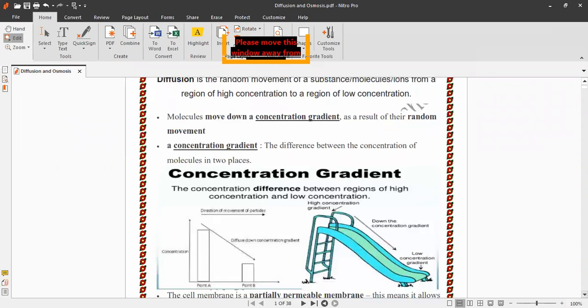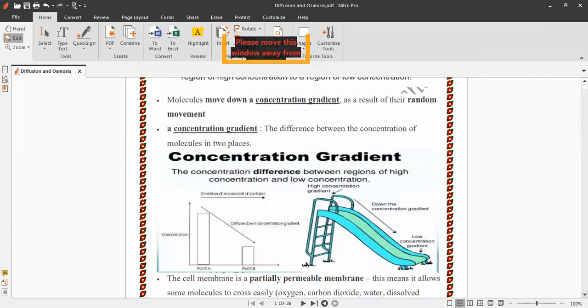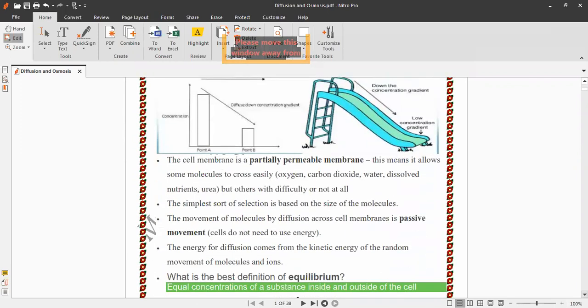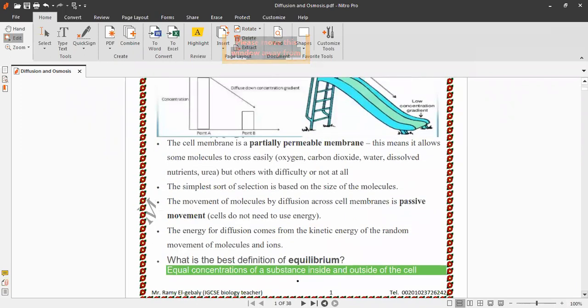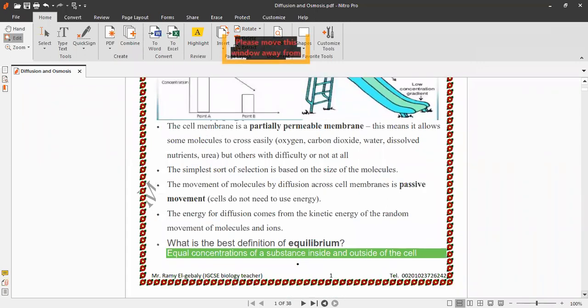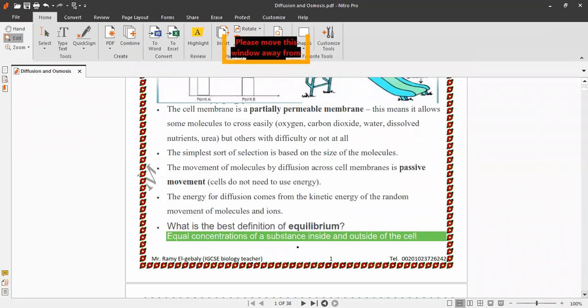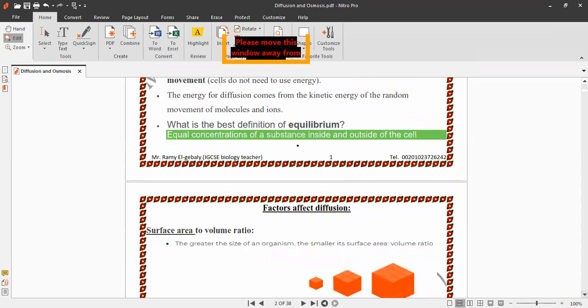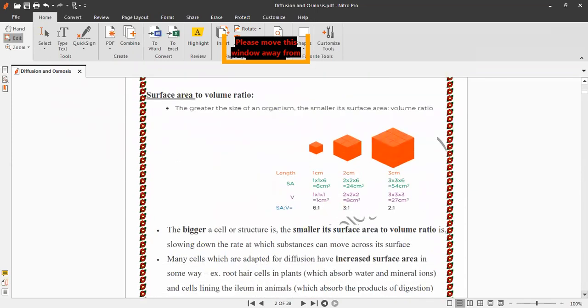Down the concentration gradient, the difference between two regions, high and low concentration. And also here, diffusion is passive movement, because cells do not need to use energy. The energy for diffusion comes from the kinetic energy of random movement of molecules and ions, and collisions between molecules and ions.